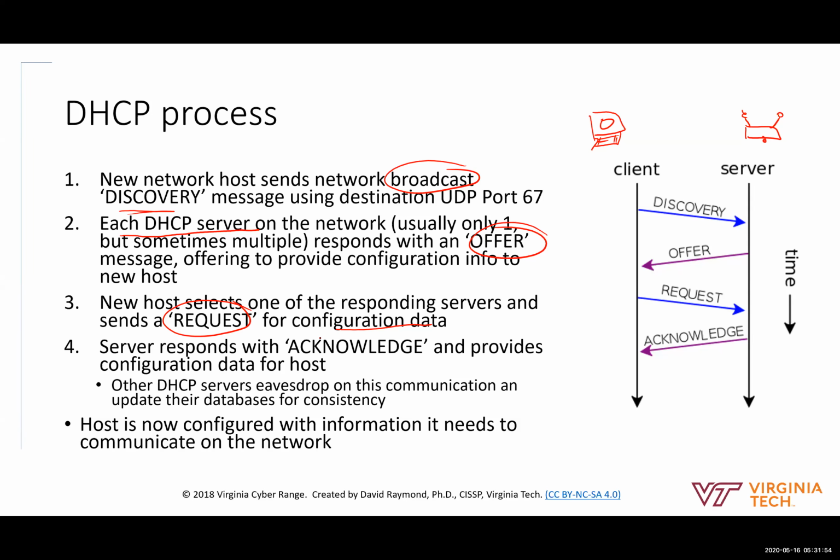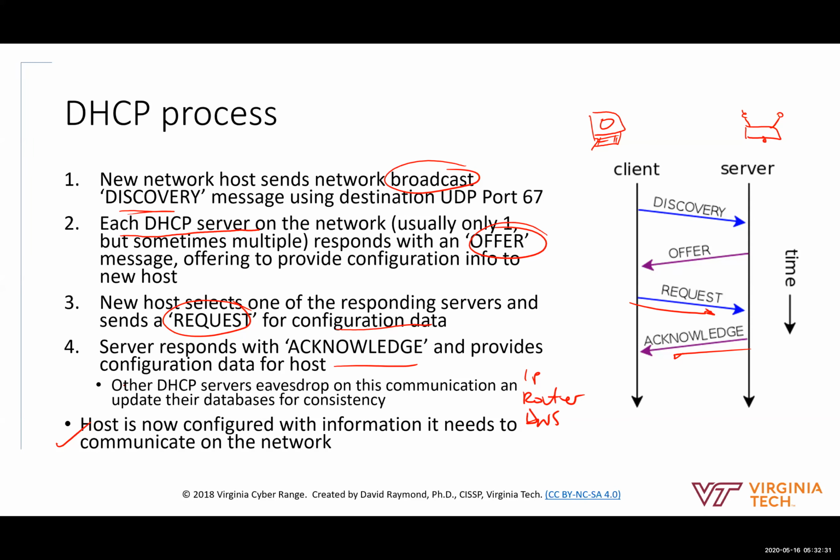So I send the request, that's this message, and then finally the server responds with the acknowledge response, and it's going to provide the configuration data. It's going to give me my IP address, my default router, and my DNS IP address. And that's who I'm going to make DNS requests from. Once that happens, the host is now configured with the information it needs to communicate on the network. And all that happens in a matter of seconds. So you connect a new device to your network, and that happens essentially immediately.